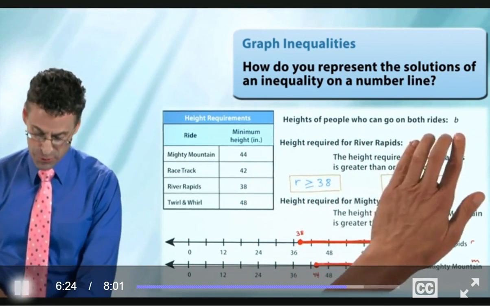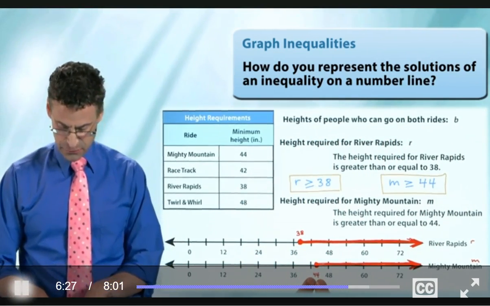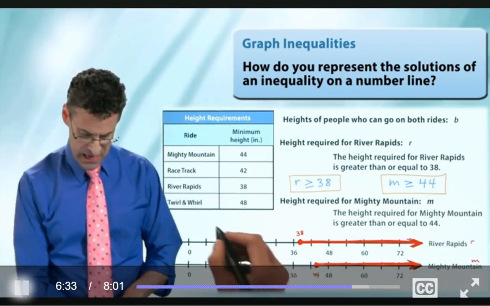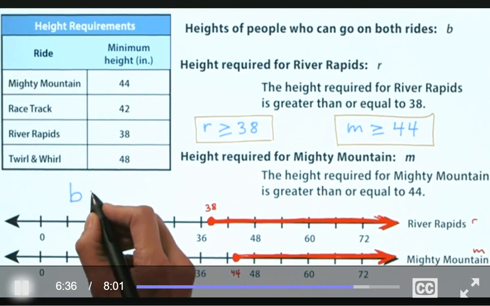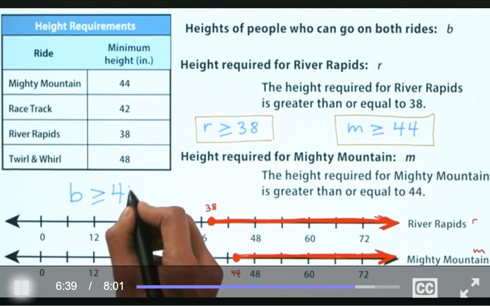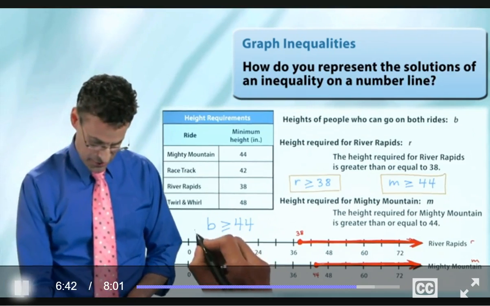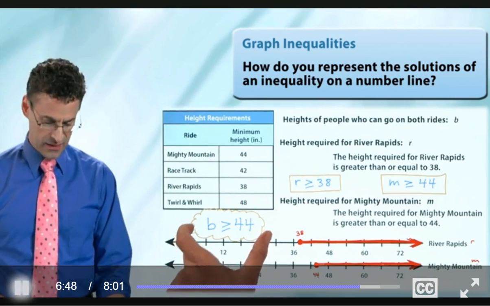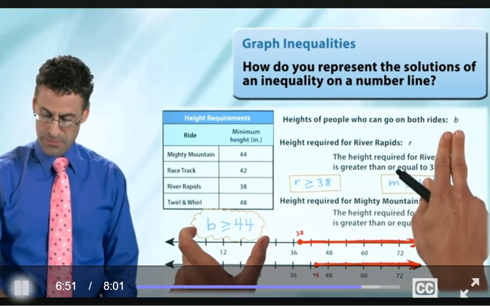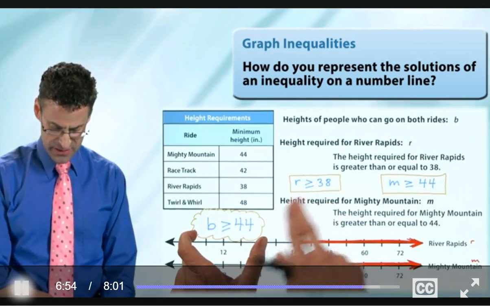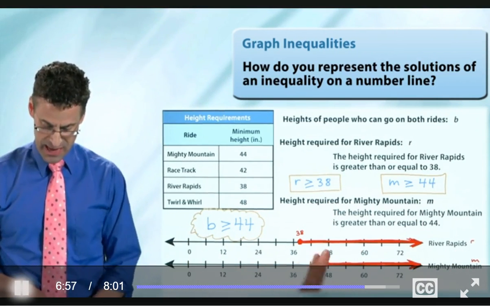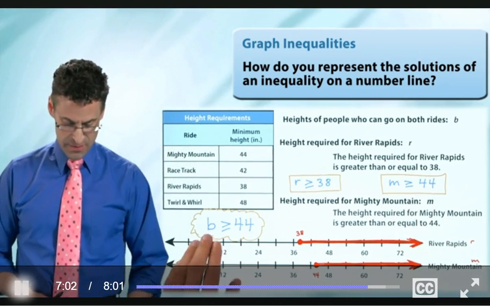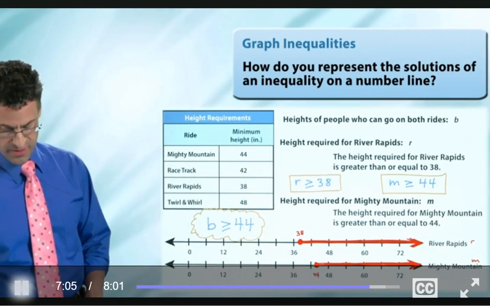What are the heights for people who can go on both rides? The heights have to be at least 44 inches. And so what that tells us is the answer that the B, which means the height to be on both, has to be greater than or equal to 44. And that's our final answer, because that is the inequality that tells us the height for people who can go on both rides, because this is satisfied by this and satisfied by this at the same time. Any smaller than 44, it wouldn't satisfy this inequality, and we want both. So this, in fact, is the answer. B greater than or equal to 44 is the inequality that we seek.